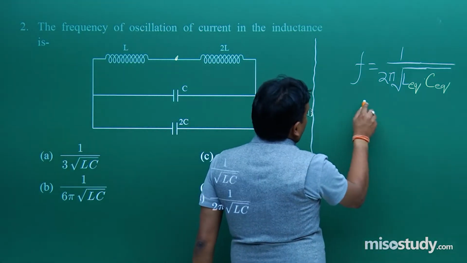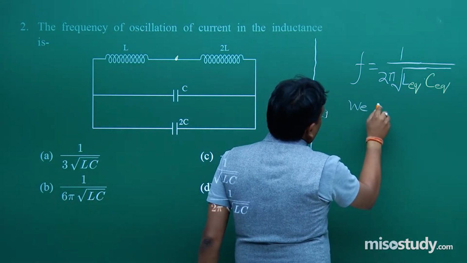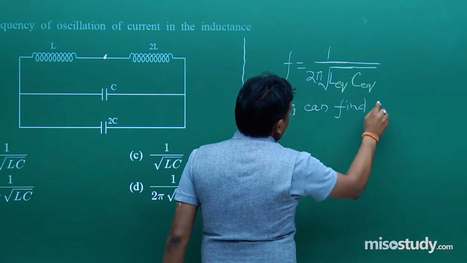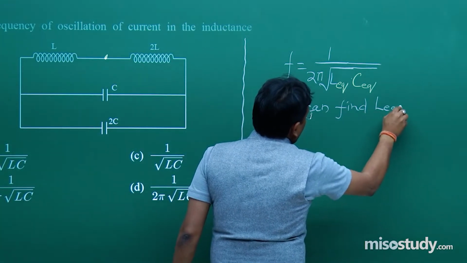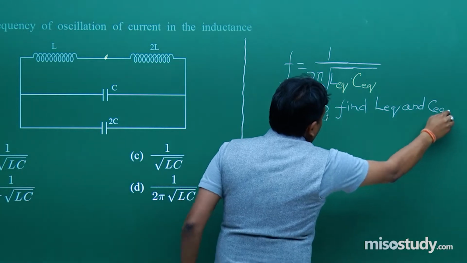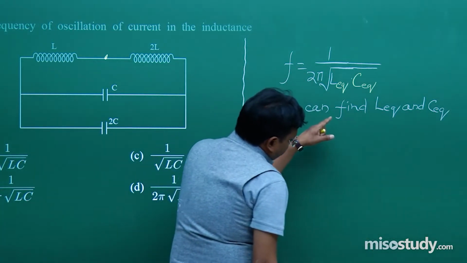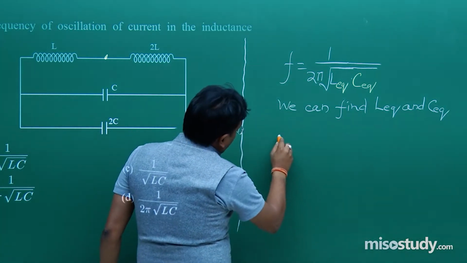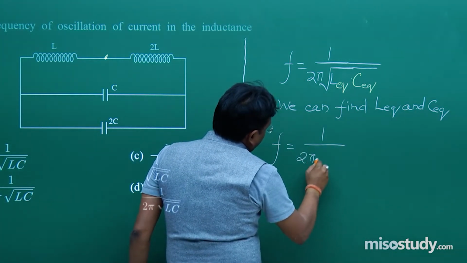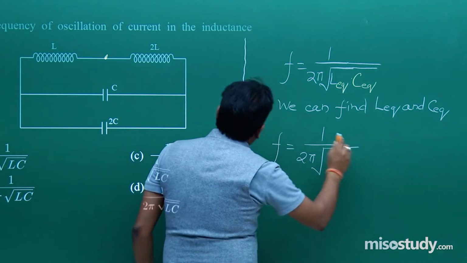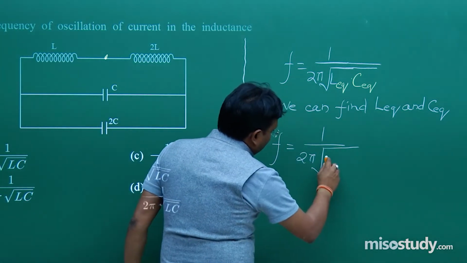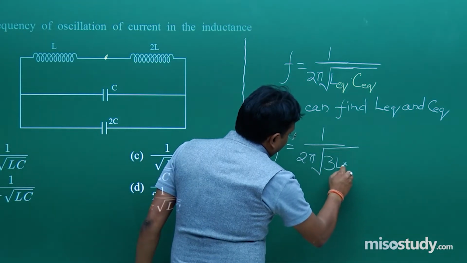So we can find L equal and C equal. Okay, and then put the values over here. So what I will write down? I will write down f is equal to 1 upon 2 pi under root, this is 2 plus 1, 3, and this is 2 plus 1, 3. So 3L into 3C.